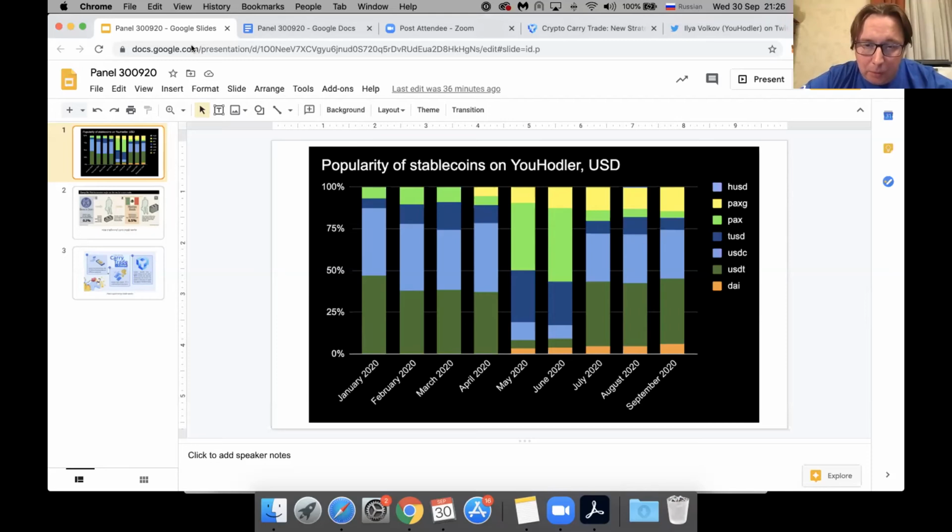As you can see here, we've got some splash in demand for Paxos and TUSD back in May and June this year, but it looks like Monster Tether USDT got its positions back nowadays. But I think more important and more interesting, we see here stable and continuous growth in demand for digital gold, for Paxos Gold, on top of this yellow color.